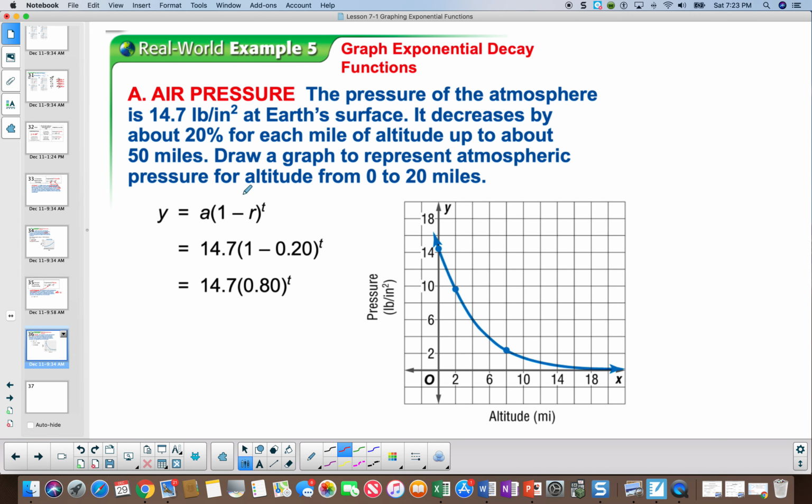Okay, and this is what the answer looks like. Again, here's our initial condition. When we subtract, we're going to get a number less than 1, and this is what the decay function is going to look like.